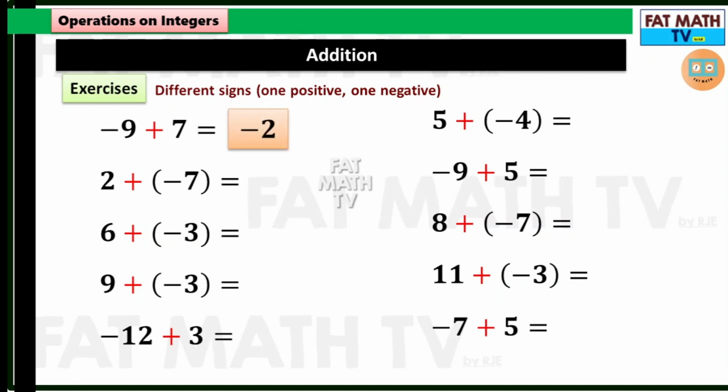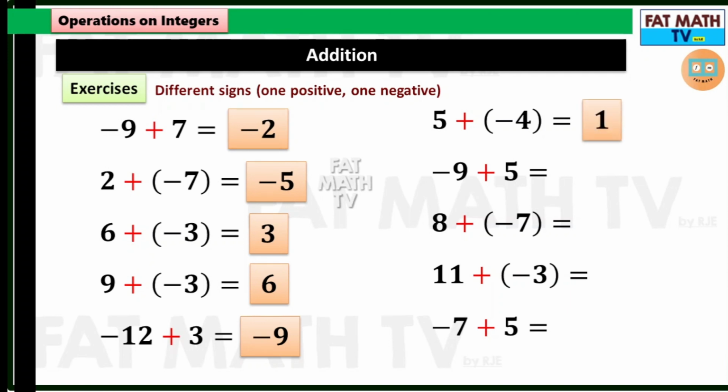Please check your answers. If you're not yet done, then pause the video. 2 plus negative 7 is negative 5. 6 plus negative 3 is positive 3. 9 plus negative 3 is positive 6. Negative 12 plus 3 is negative 9. 5 plus negative 4 is positive 1. Negative 9 plus 5 is negative 4. 8 plus negative 7 is 1. 11 plus negative 3 is 8. And negative 7 plus 5 is negative 2.